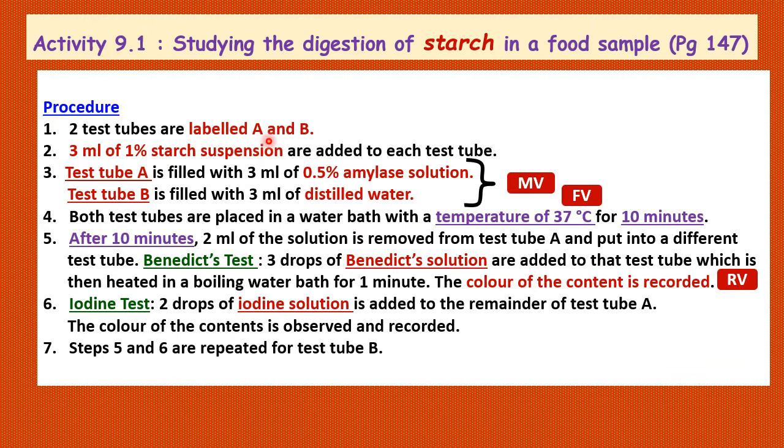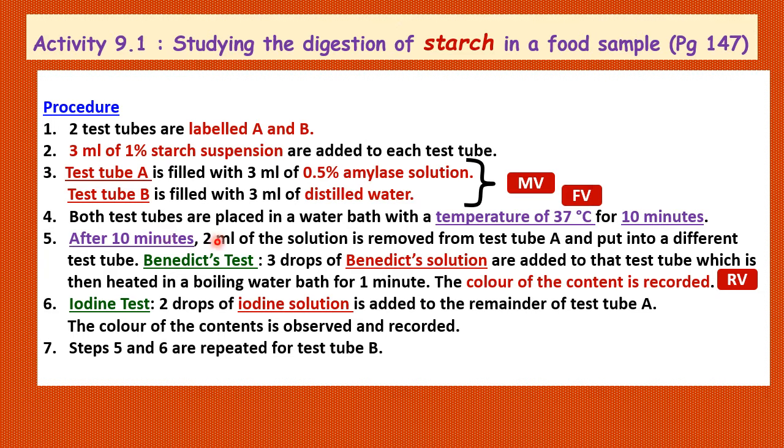Two test tubes are labeled A and B. 3 ml of 1% starch suspension is added to each test tube. But the difference here is test tube A is filled with 3 ml of 0.5% amylase solution, whereas test tube B is filled with 3 ml of distilled water. So in test tube B, there's no amylase solution. Instead, the amylase solution is replaced with distilled water.